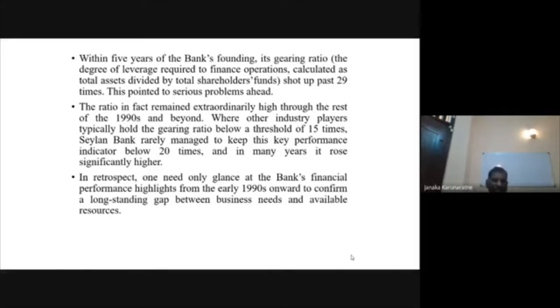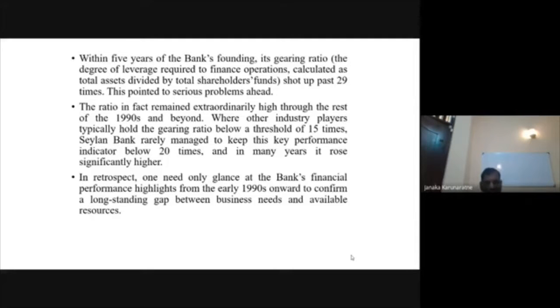The ratio, in fact, remained extraordinarily high through the rest of the 1990s and beyond. So even after that, the ratio was kept high, where other industry players typically hold the gearing ratio below the threshold of 15 times. So when the others are maintaining it below 15 times, Ceylon Bank could never maintain it below 20 times. Even though it shot up to 29, it was never able to bring it below 20 times. And in many years, it rose significantly higher. So 29 times means more than double the other players. That is a clear indication of risk and overexpansion.